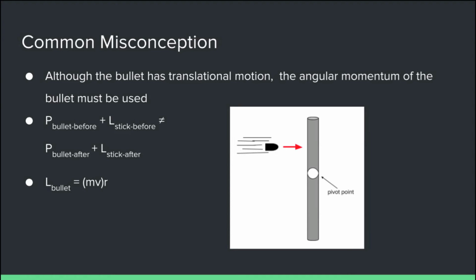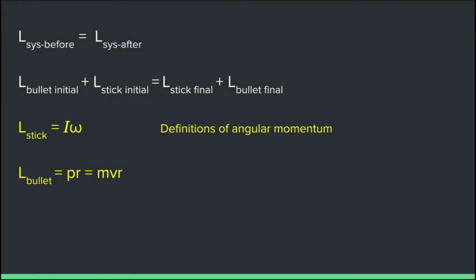However, we cannot combine angular and linear quantities into a singular conservation equation. Thus, we look at the moment immediately before the bullet perpendicularly strikes the rod and multiply its linear momentum by its distance to the pivot point to obtain its angular momentum. The angular momentum for the rod rotating about a pivot point is defined as its moment of inertia times its angular velocity. As previously mentioned, the angular momentum of the bullet with respect to the rod's pivot point is its linear momentum multiplied by its distance from the pivot point.